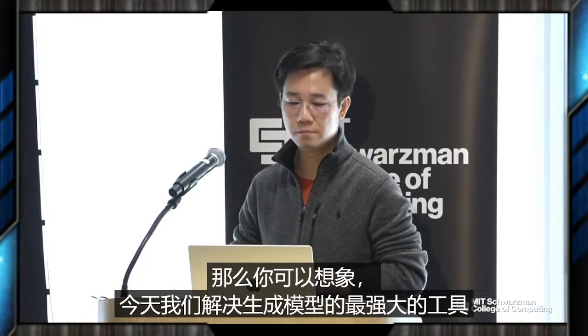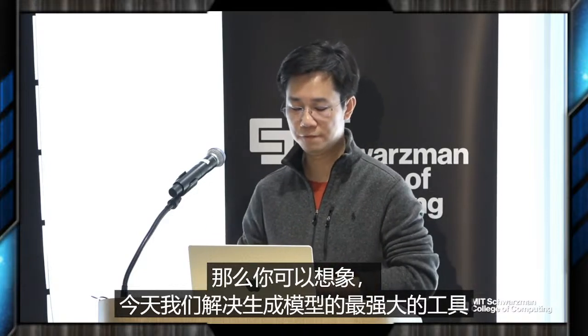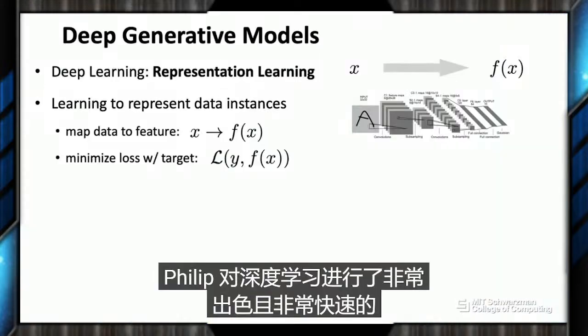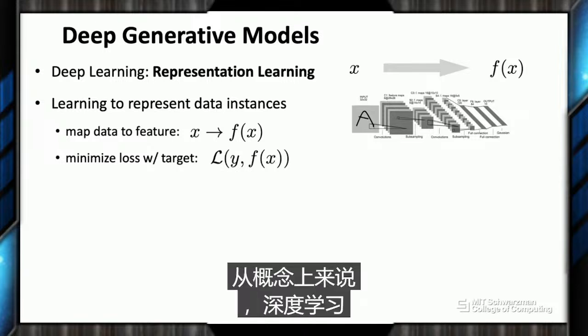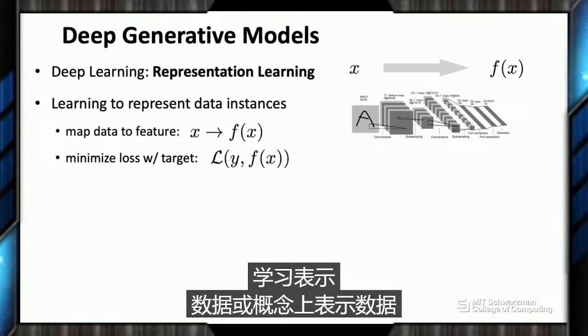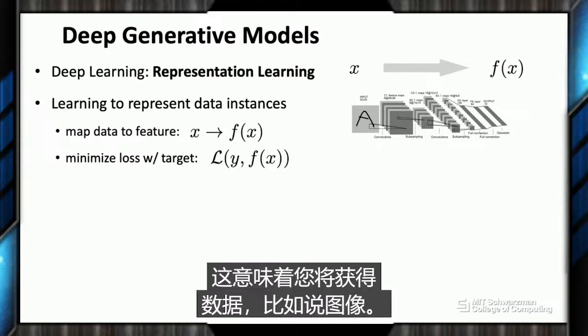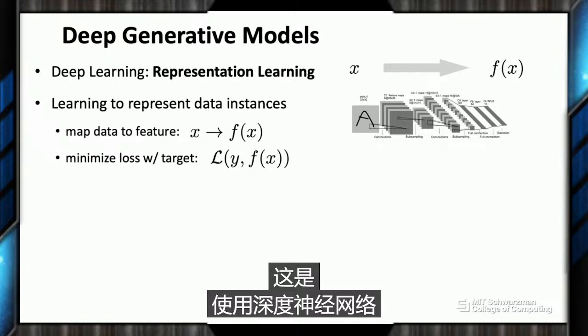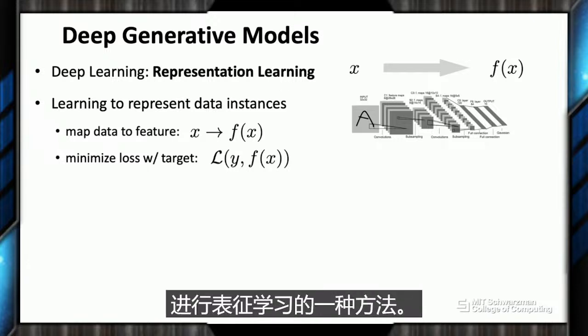Then, as you can imagine, the most powerful tool today for us to address generative modeling is deep learning. So Philip has given a very excellent and very quick introduction of what deep learning is. Conceptually, in a nutshell, deep learning is representation learning. What Philip has introduced is a process of learning to represent the data, or conceptually the data instances. That means you will be given the data, let's say the images, and then you want to map the images to labels.